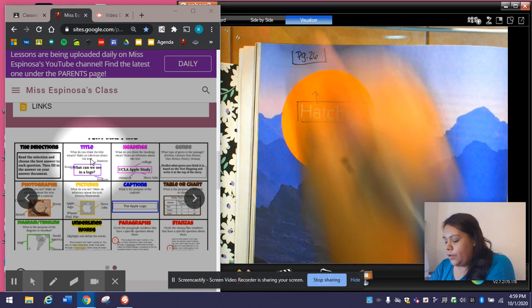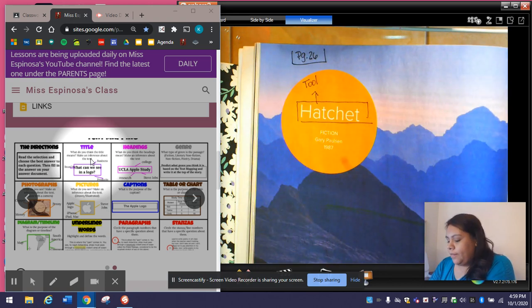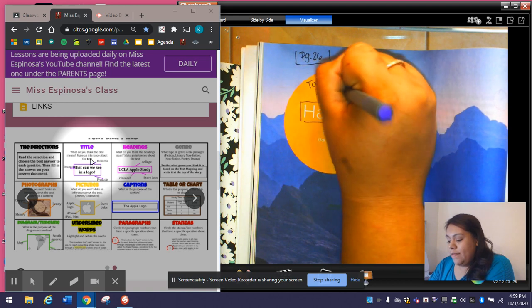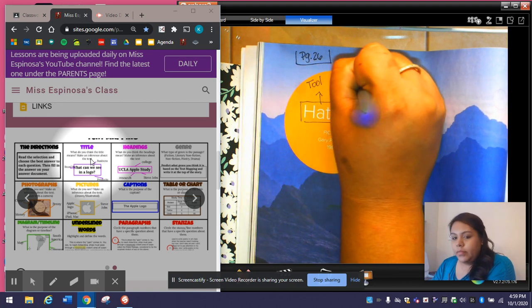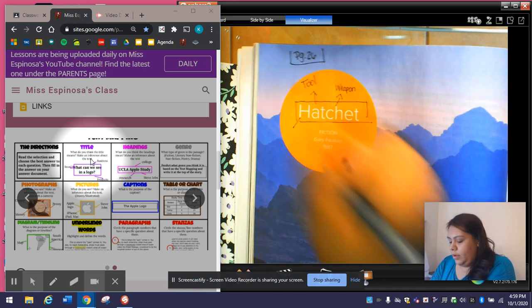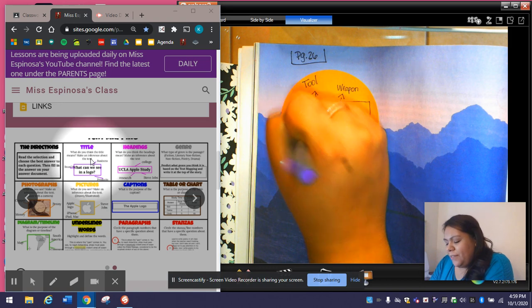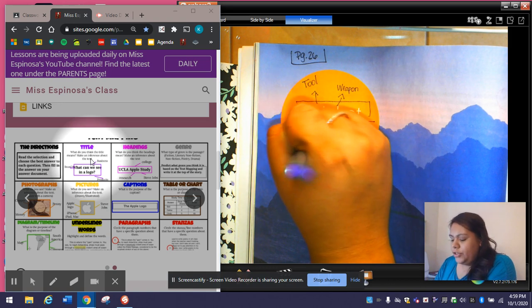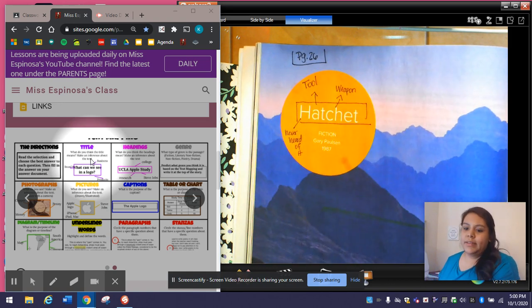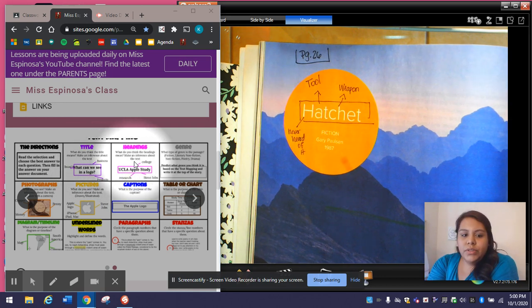Okay, hatchet. I know that it might be a tool. It might be like a weapon even. Maybe I've never heard of it. Okay. Never heard of it. It's just your inferences. Nothing is a wrong answer when you're trying to make some predictions about the text. Okay. At this point, let's move on to some headings.